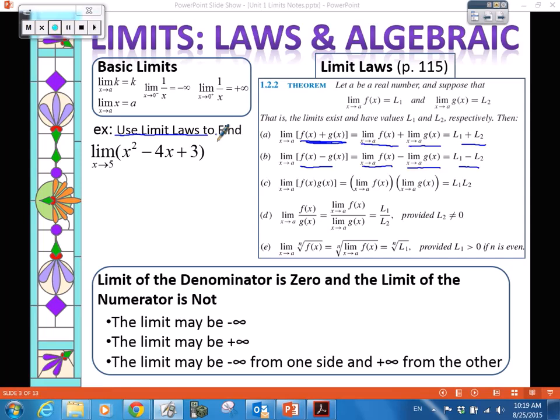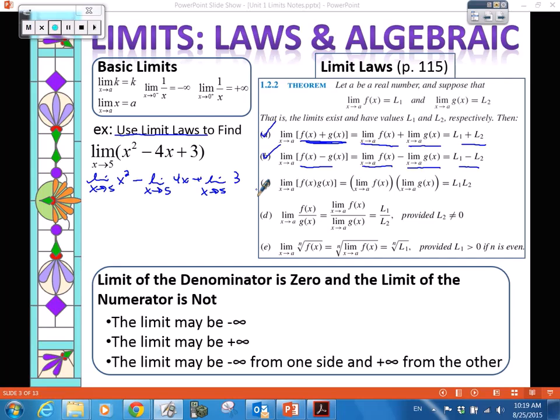That's not necessary. Notice we have a subtraction and addition in here. So actually, I'm going to use two limit laws. I'm going to use the addition one and the subtraction one when I rewrite. So this is a rewrite. So we have the limit as x approaches 5 of x squared minus the limit as x approaches 5 of 4x plus the limit as x approaches 5 of 3. Okay, that's my rewrite step.